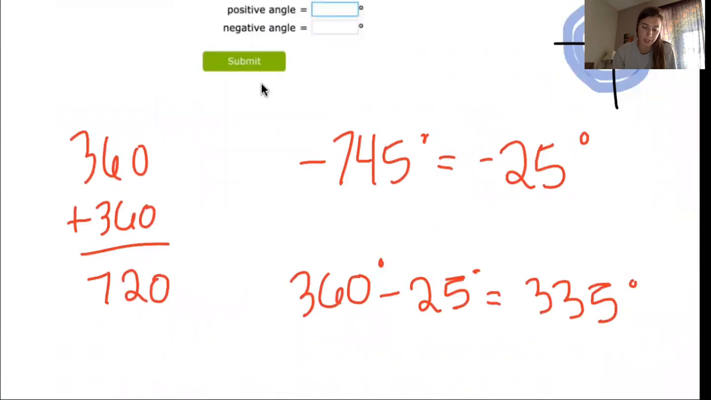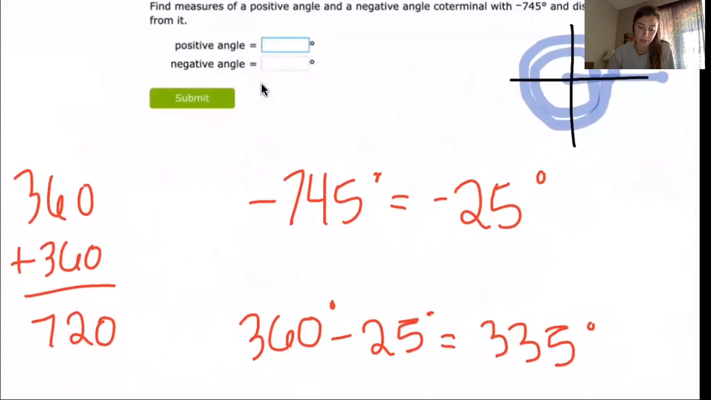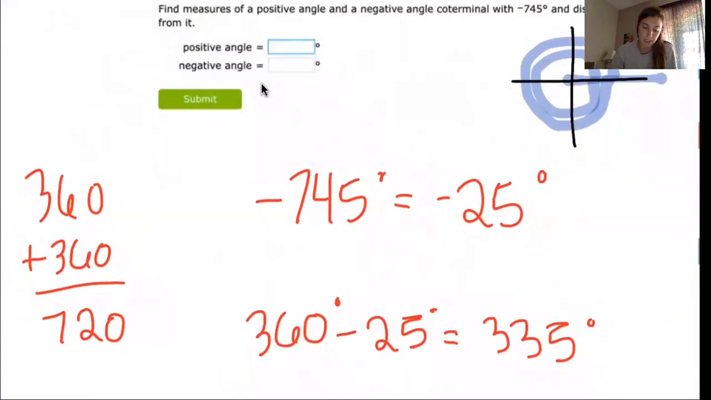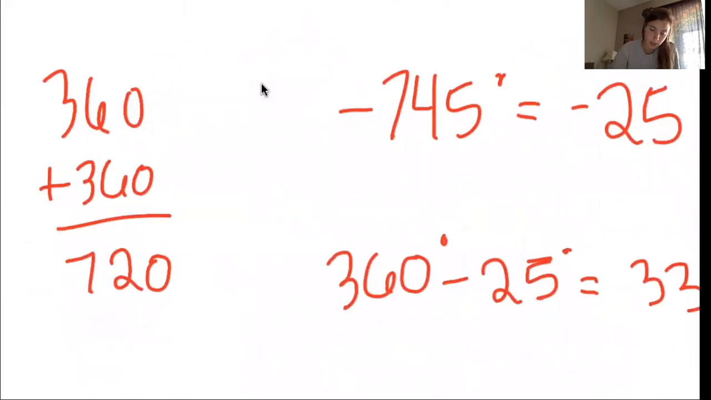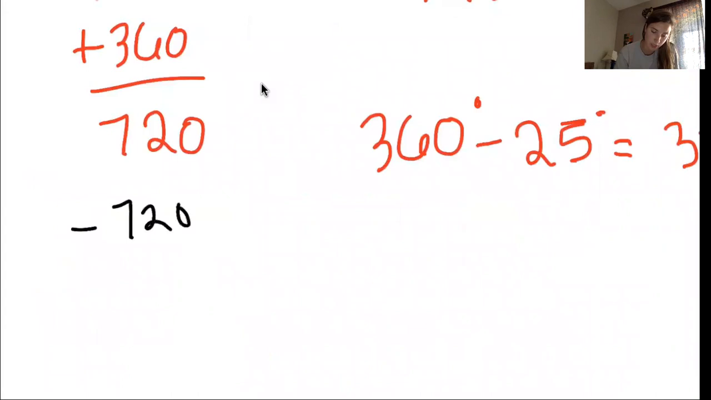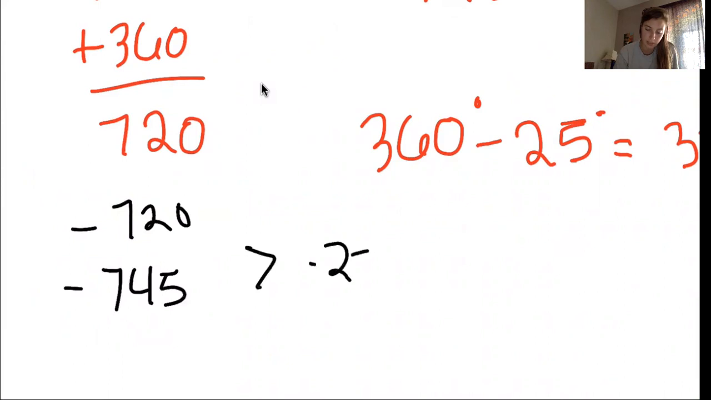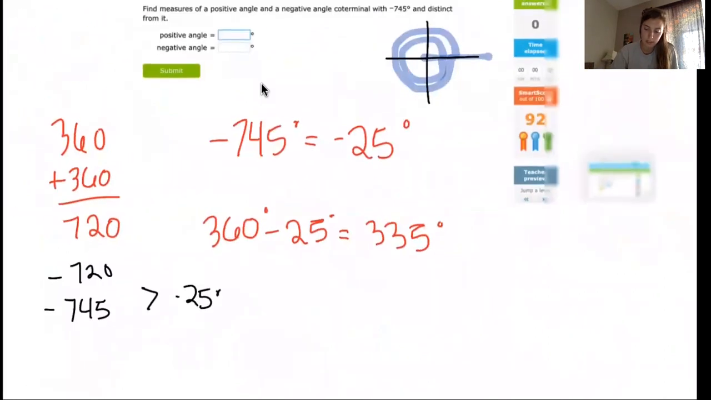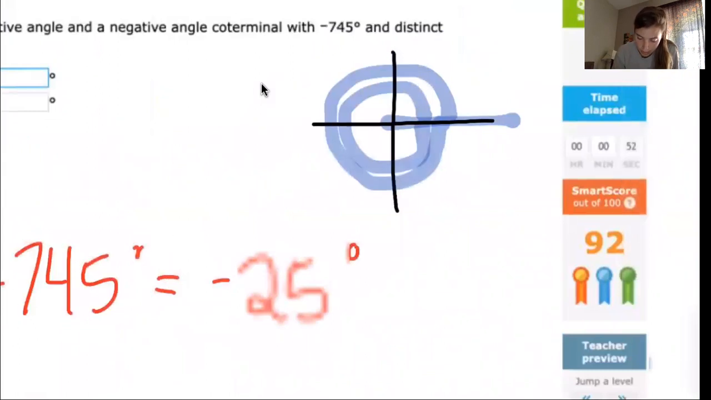So I did the math over here. 360 plus 360 is 720, so I can do 2 full rotations around the circle, and then I have 25 left over, because the difference between negative 720 and negative 745 is negative 25 degrees. So my actual angle looks something like that. It's a negative 25 degree angle after I went around twice.